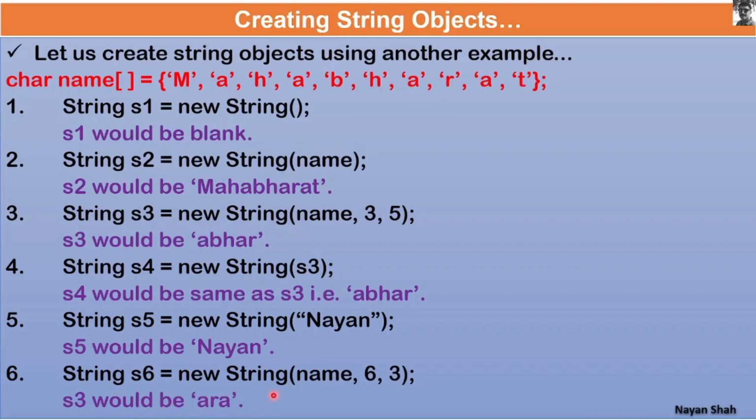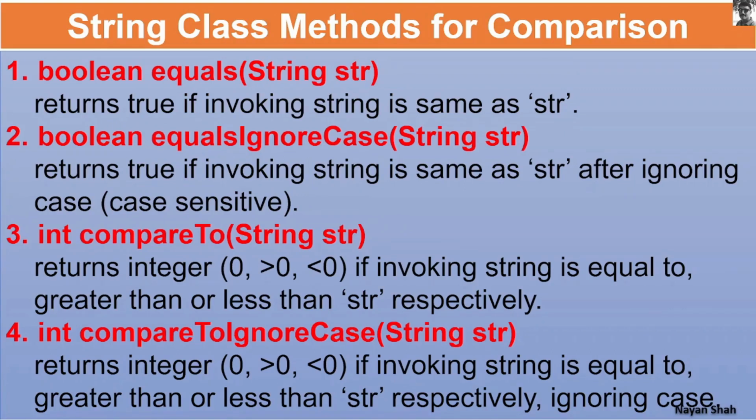I hope you understood how different string objects are created using different constructors of the string class. There are 5 different methods given in the textbook and we discussed that. The third method required a little detailed explanation, so one more example of that third method. Different string class methods. There are a few methods for comparison of strings and then a few other methods. In total, 11 methods are given in the textbook for the string class.